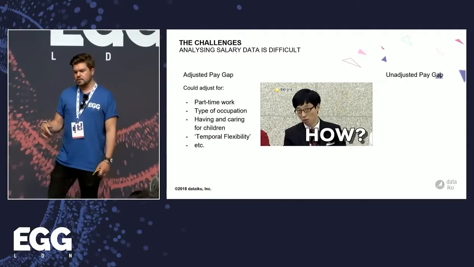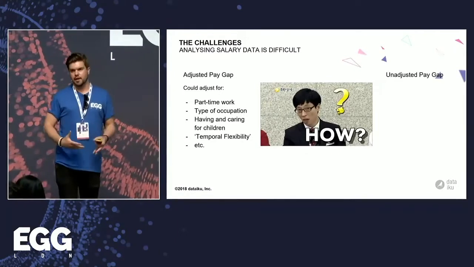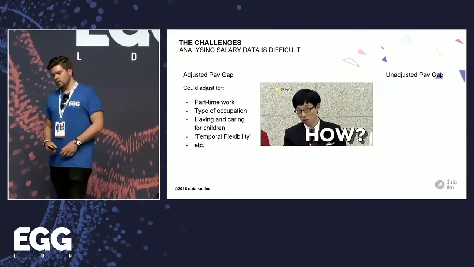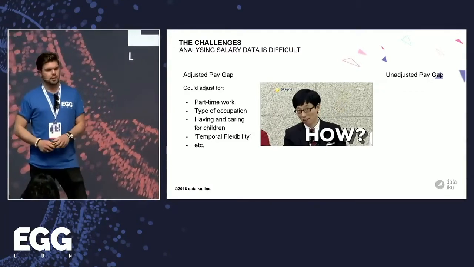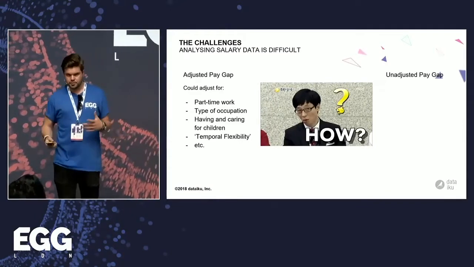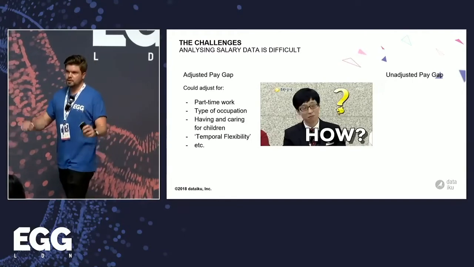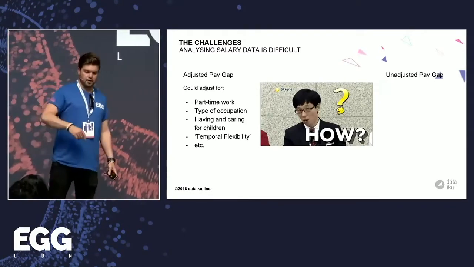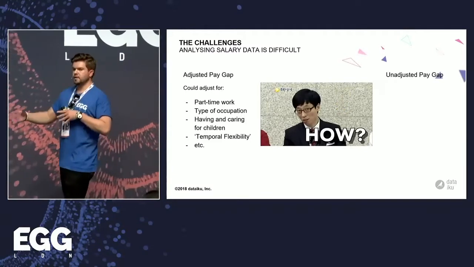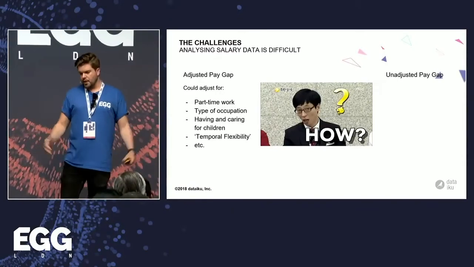The adjusted pay gap means you look at the data and adjust it for different factors, making an attempt to explain the discrepancies you're seeing. We looked around and found different ways to account for this. Of course, there are all the familiar arguments like part-time work, the type of occupation, and having and caring for children. Temporal flexibility is an interesting one, written by a female economist, incidentally, in the US. She argues that women will naturally seek jobs with more flexibility for going home and looking after kids. I found that a bit of a strange argument, but nonetheless, there are lots of different directions.